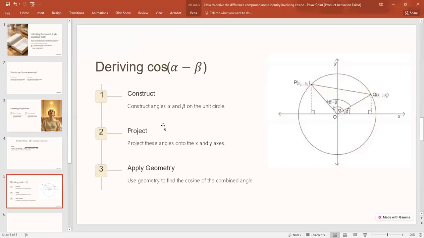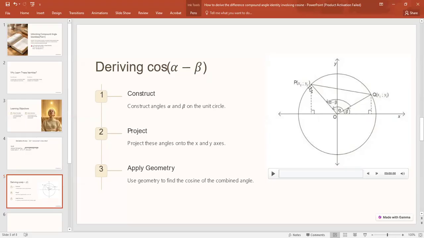Now, what are the steps? The first step towards deriving the cosine of alpha minus beta is to construct a diagram, or precisely construct angles alpha and beta on a unit circle. Next, you have to project these angles on the xy axis. And after, you have to apply geometry to find the cosine of the combined angles. We will use this diagram on your extreme right to achieve our goal.